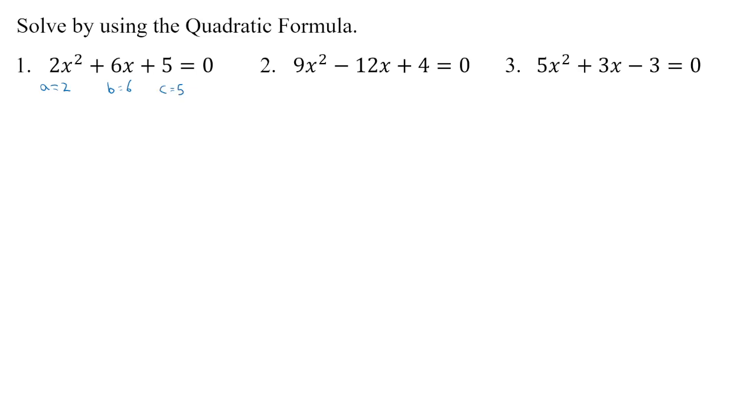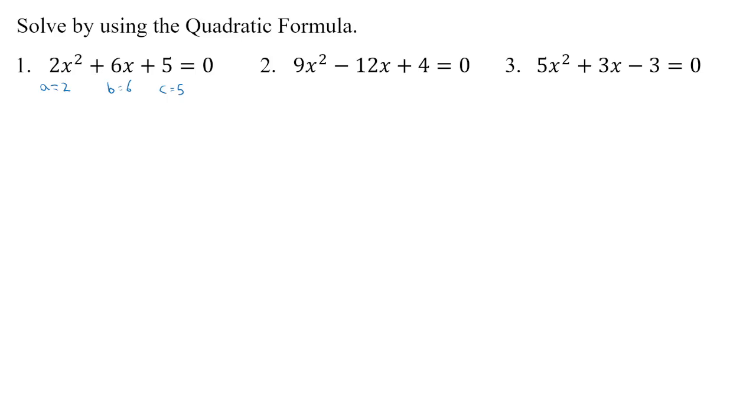Now, when it comes to quadratics, the quadratics are written so that the powers of the variables are in decreasing order. So that will really help you to determine which coefficients are a, b, and c because they will be in that order.